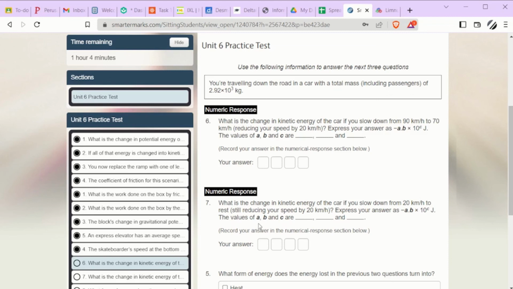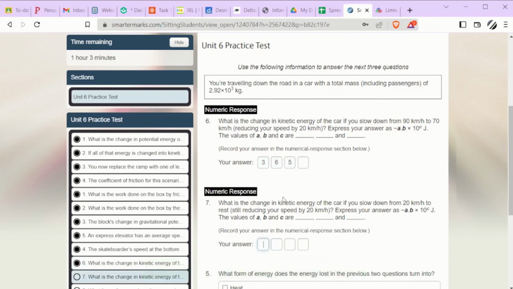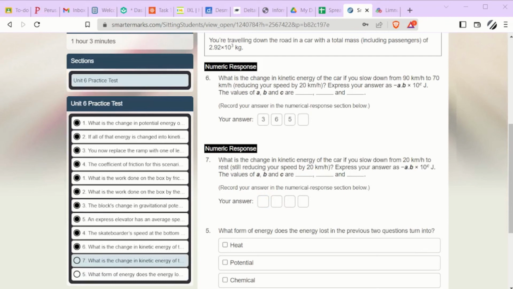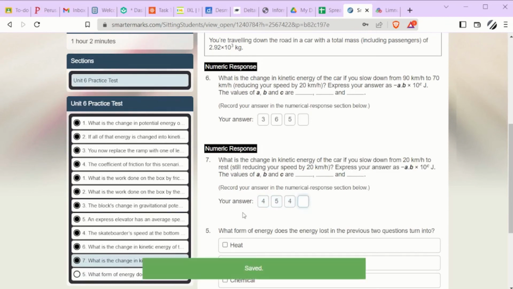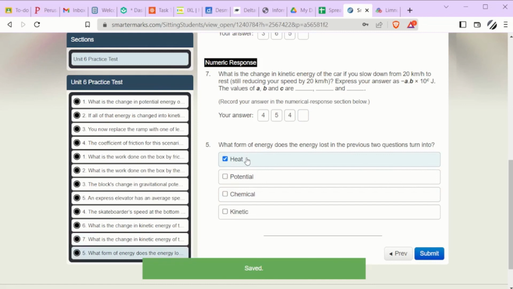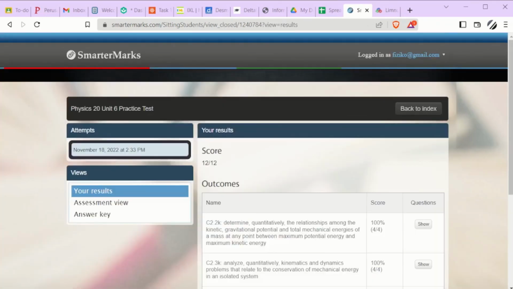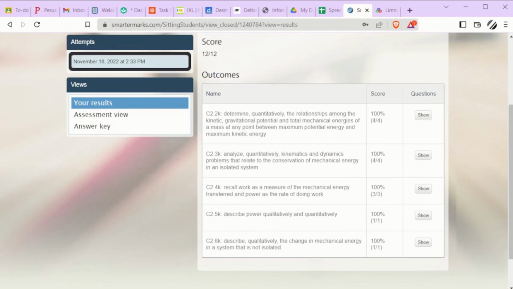There's 90 to 70 and 20 to 0 will be 2 different sets, but it's 1/2 mvi squared minus 1/2 mvf squared. So the first works out to a negative, which is not accepted on the website, a negative 3.6 times 10 to the 5. And then number 7 is a negative 4.5 times 10 to the 4. And when you're slowing down, you're not creating potential energy, you're not creating kinetic energy, it's not chemical, it is lost as heat. So those are frictional losses to the atmosphere. So this is the solution set to our practice test.